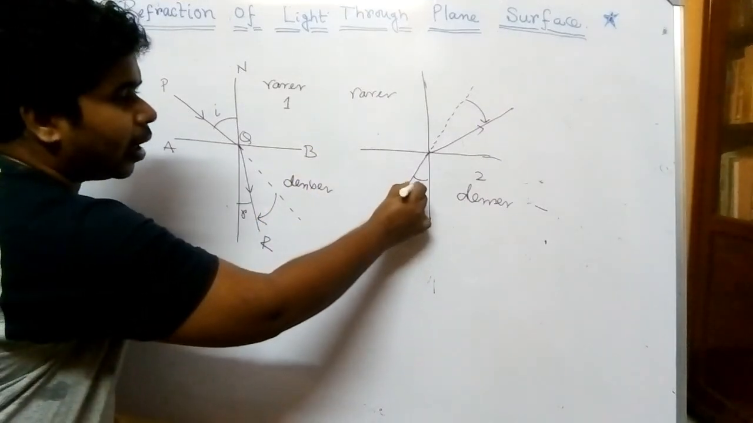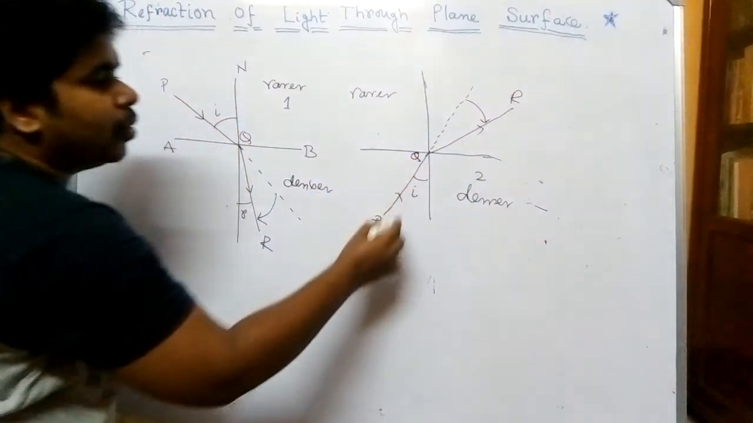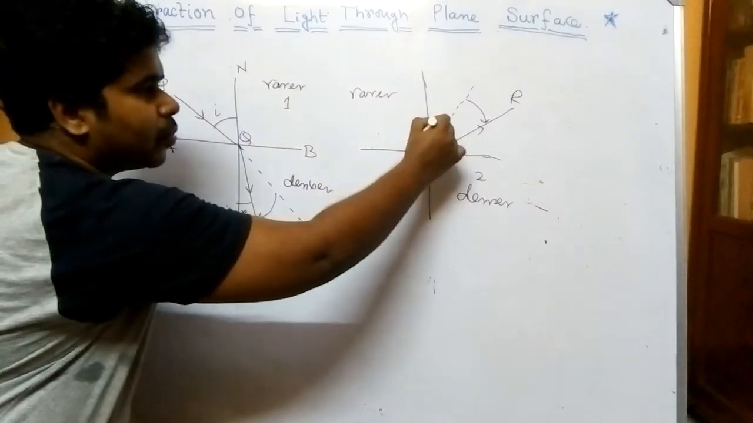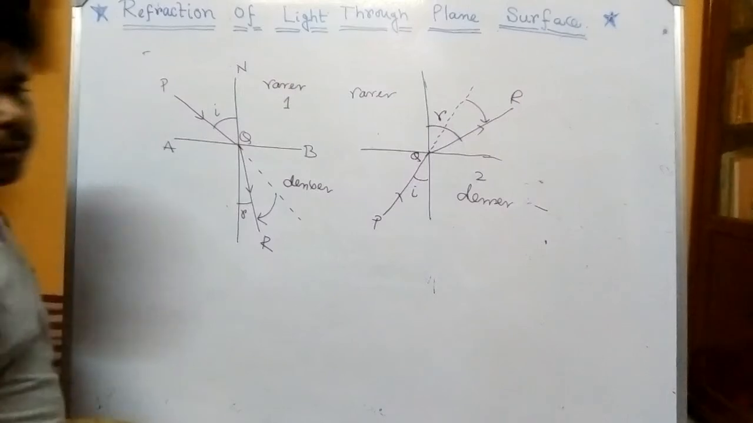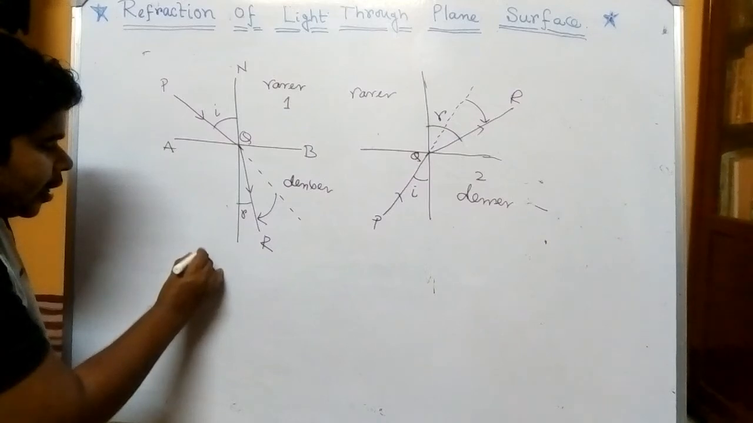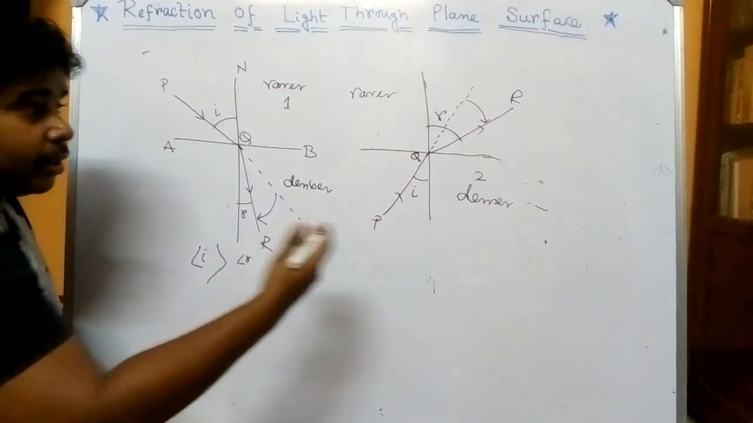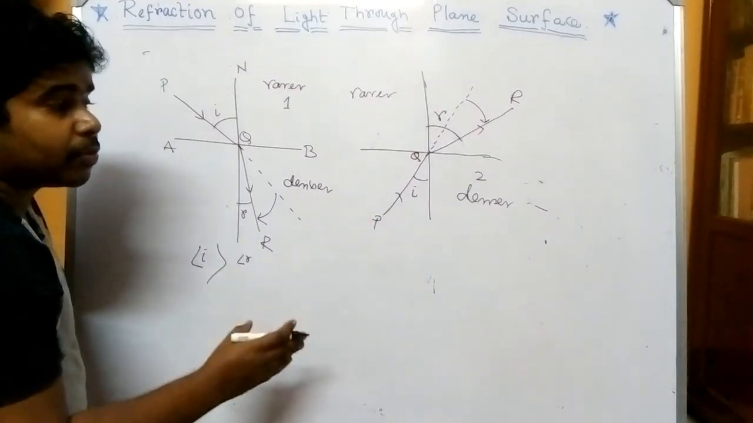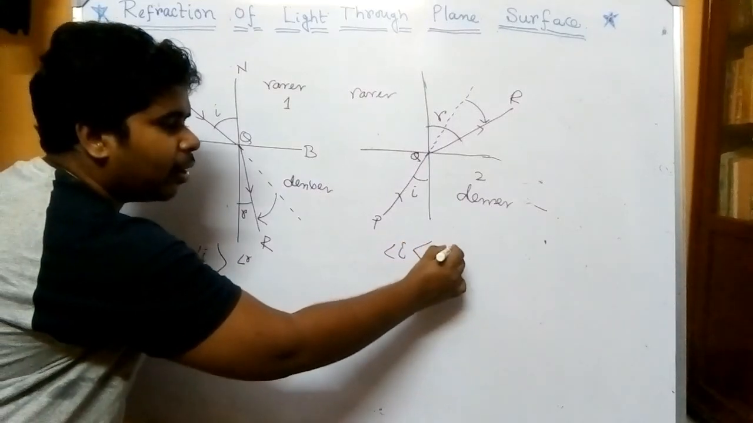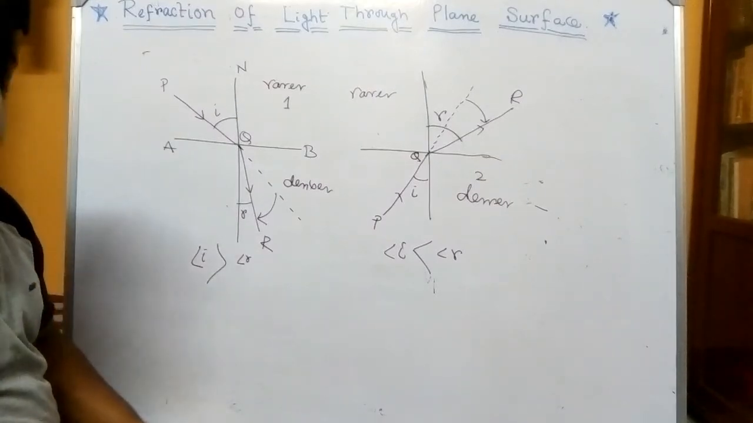Here also the light ray is coming from here. So this PQ makes an angle with the normal, that is the angle of incidence, and this one is the angle of refraction. In the first case, if the light ray travels from rarer to denser, the angle of incidence is greater than the angle of refraction. But in the opposite case, when the light ray travels from denser to rarer, the angle of incidence is less than the angle of refraction. So these are the common things we have seen in case of refraction.